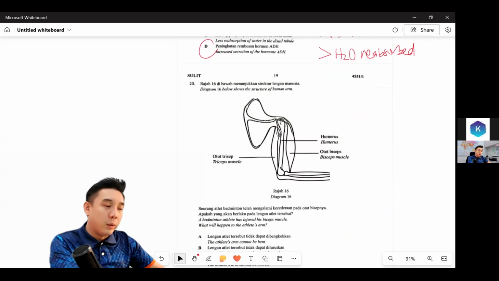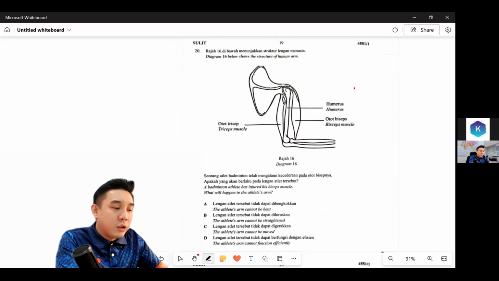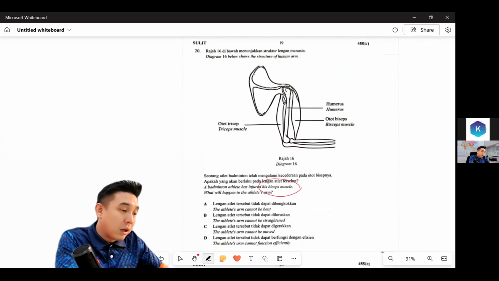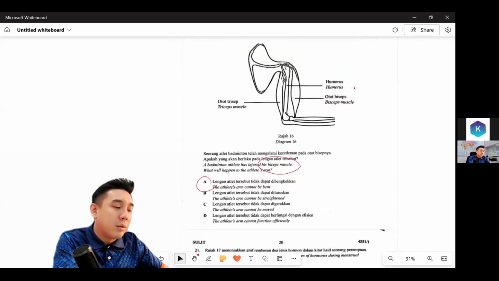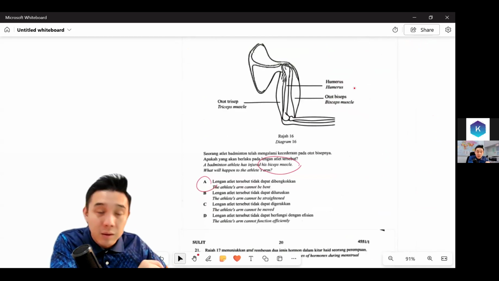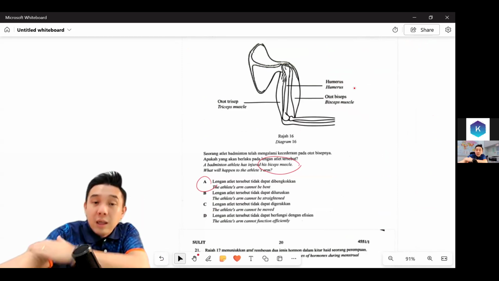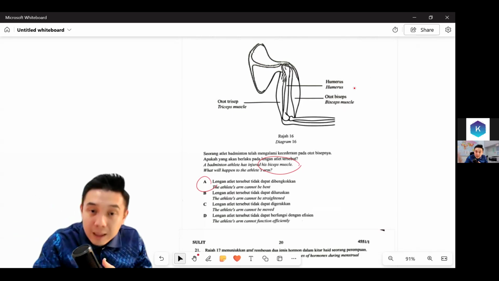20 here we are dealing with Form 4 chapter 14. If an athlete injured his bicep, what will happen to his arm? So he's unable to move his arm, right? So it cannot be bent. Between all the answers, A is the best. We will say cannot bend, because the bicep has to contract, then only the tricep will relax to cause the arm to bend. Okay?